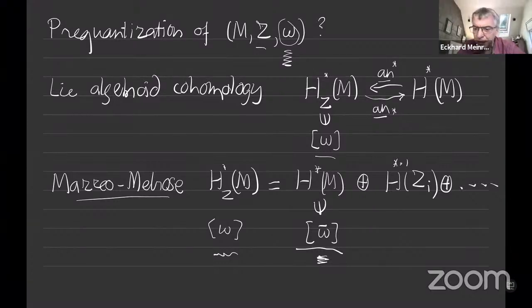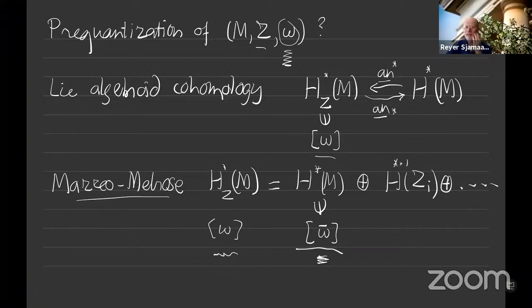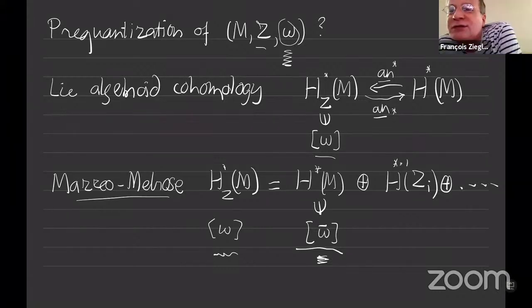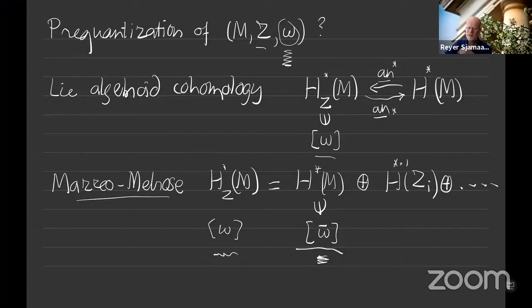Yes, see, François Ziegler had his hand up for quite a while. Oh, okay. Can you hear me? Yes. Can you hear me? Yes. All right. Two short questions then by now. You said you only quantize the part omega bar of omega. Is that related to why you miss the stuff at infinity that you mentioned, or a completely different problem?